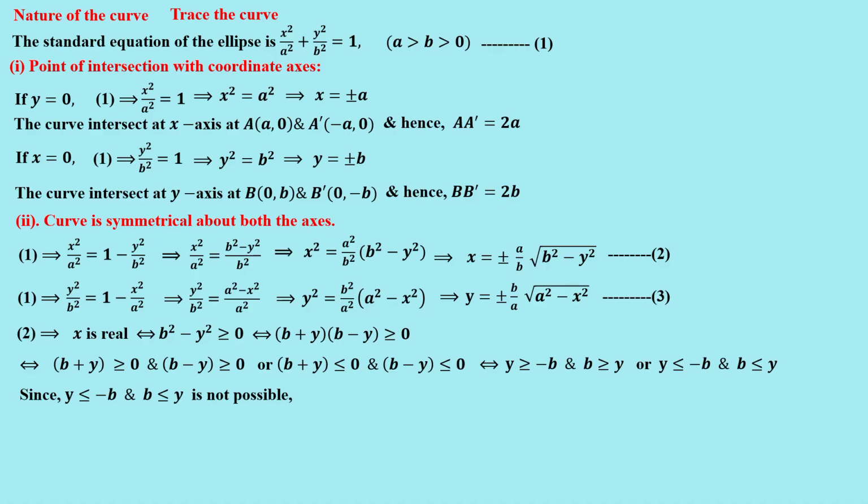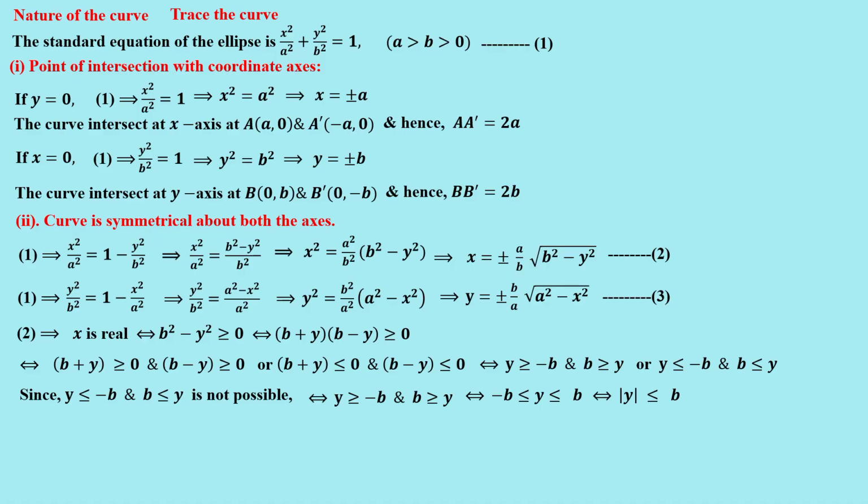So the only possible case is the first case, y greater than or equal to minus b and y less than or equal to b. That means y lies between minus b and plus b. That means mod y is less than or equal to b. So if x is real, we will get modulus y less than or equal to b.